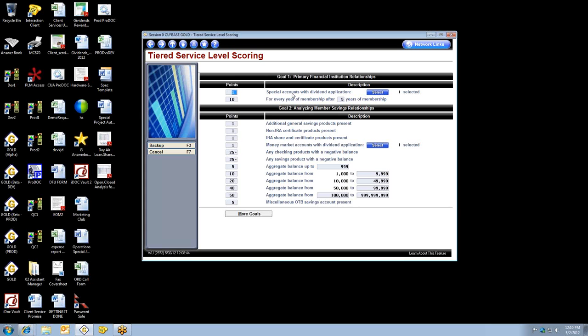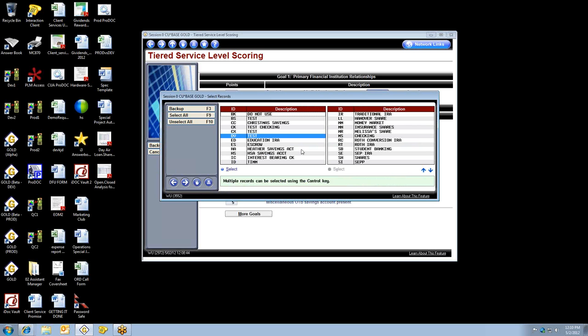When we first look at this first screen, we have our goal number 1 section. What this is telling me is that we have special accounts with dividend application equal to whatever our variable may be. This is typically used to define a primary financial institution relationship. So you can come in here and select 1 or 2 different share products that would allude to the fact that this particular member is using your credit union as their primary financial institution. Now, most credit unions will probably use their checking account to say that this is the one share product we have that would truly recognize that this member is using us as their primary financial institution.